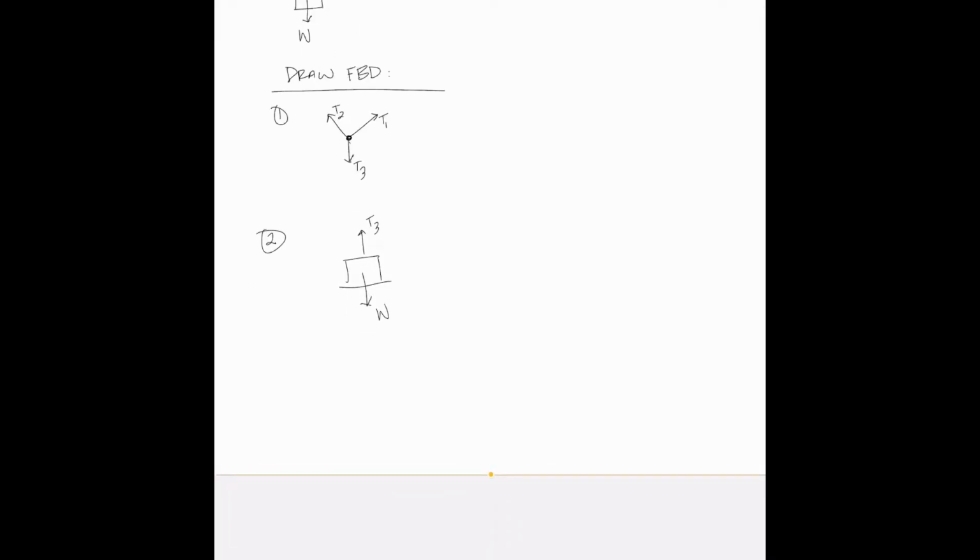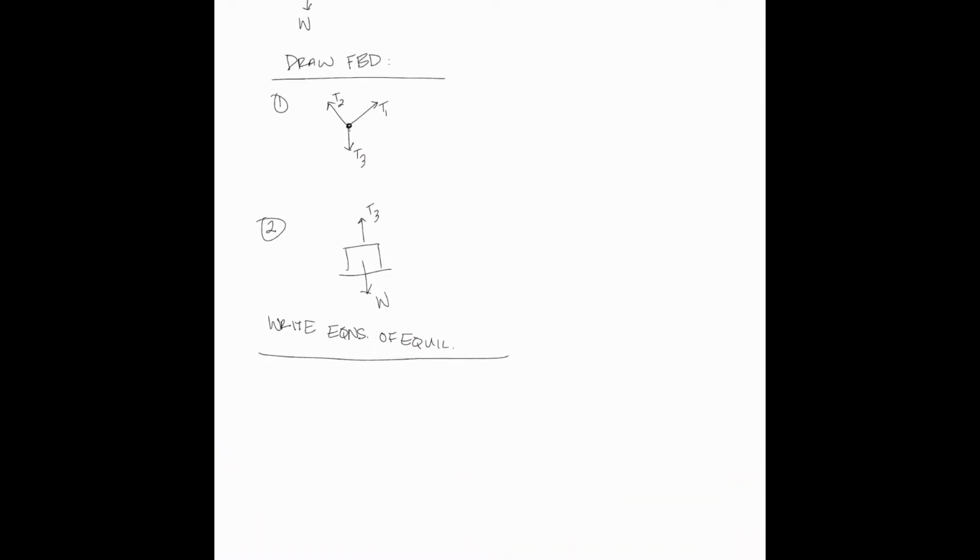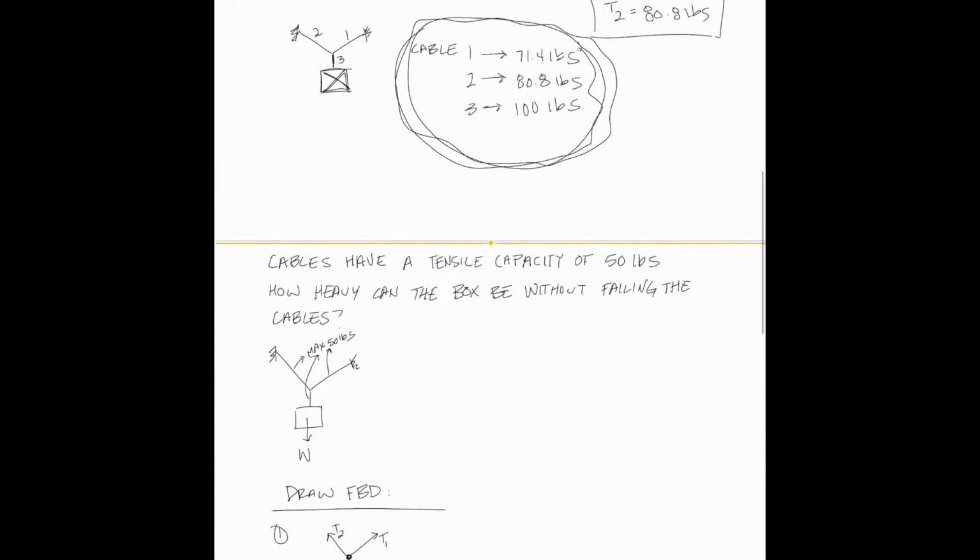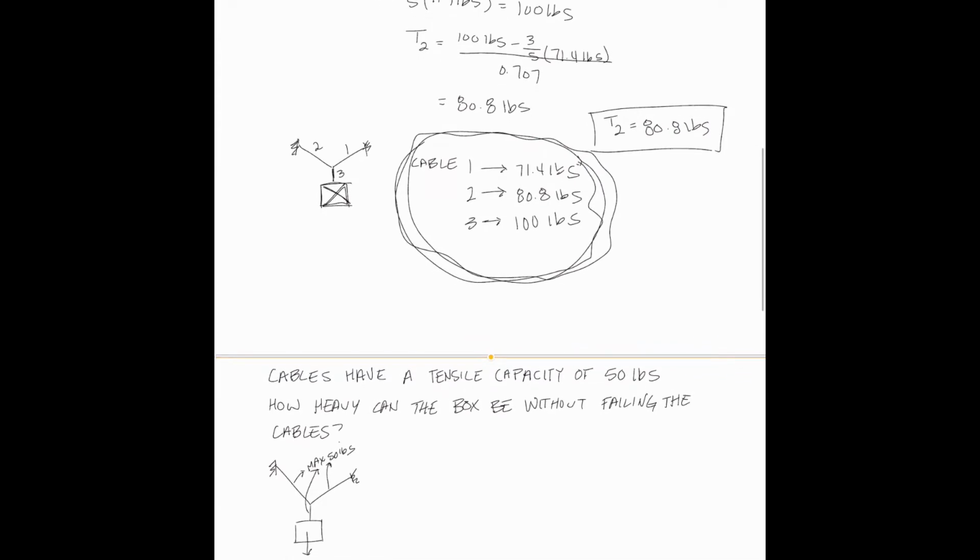Okay, so our next step is going to be to write equations of equilibrium. So again, we're going to start with our second free body diagram, and we're going to go sum of forces y equals 0 because nothing's moving. We need it to be in equilibrium, so negative W plus T3 equals 0. And we know that the maximum amount that T3 can be is 50 pounds, right? Yes, 50 pounds.